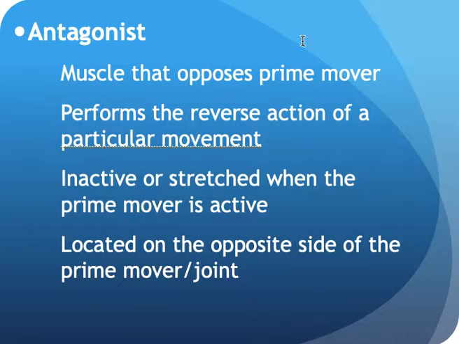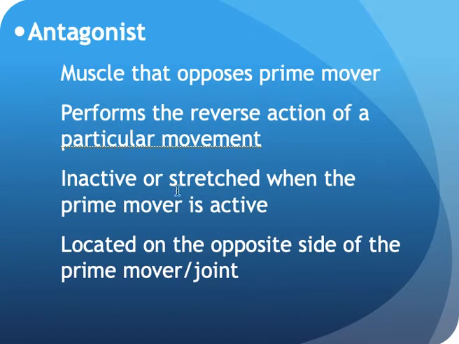The antagonist is the opposing muscle, so it's the one that opposes the prime mover, or it performs the reversed action. If you think about the bicep and bending your elbow, you want to think about what muscle does the opposite of that. For that, it's going to be the tricep, which is the muscle that extends your elbow. It's usually located on the opposite side of the joint. So if you think about your elbow and your bicep, what's on the opposite side of your arm? It's the tricep.